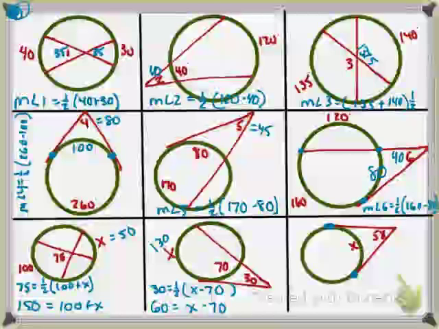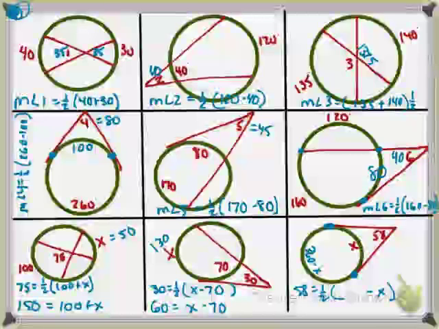You do 58 times 2. Well, we're going to have 58 is equal to half the difference of the two arcs. X is going to be the smaller arc because it's the closer one. How big is that other arc? 360 minus x. You got it.